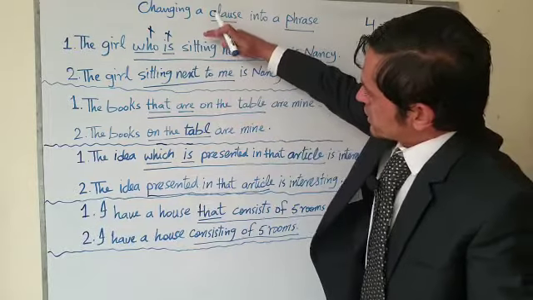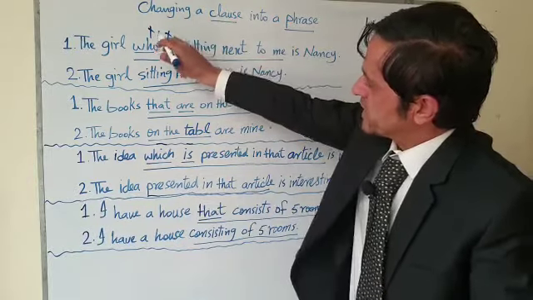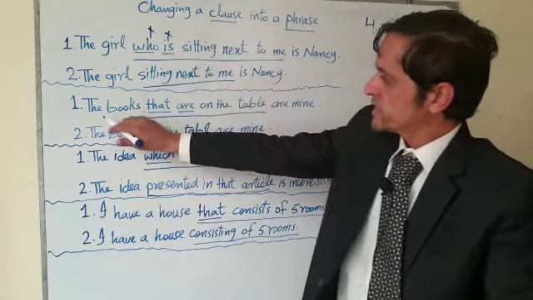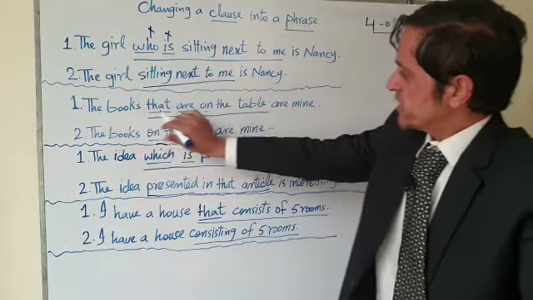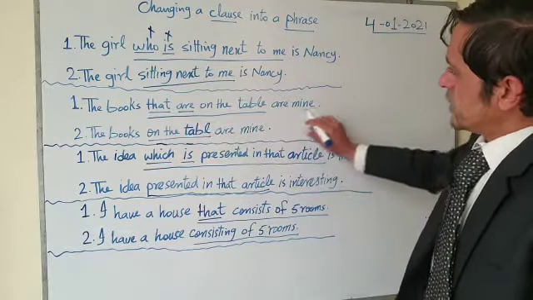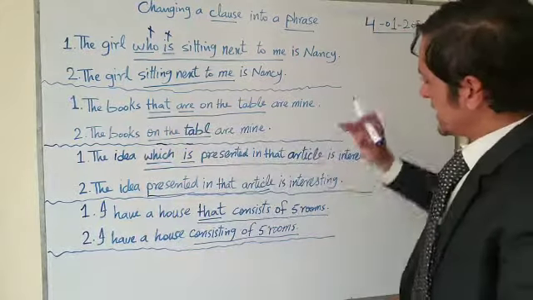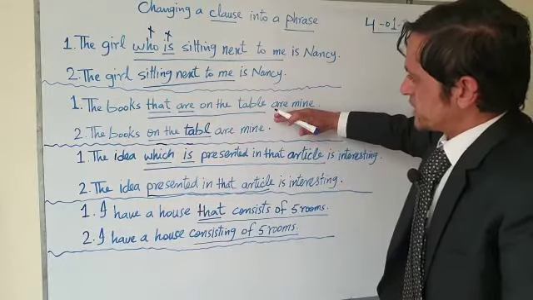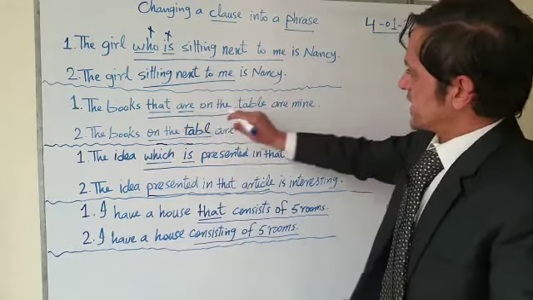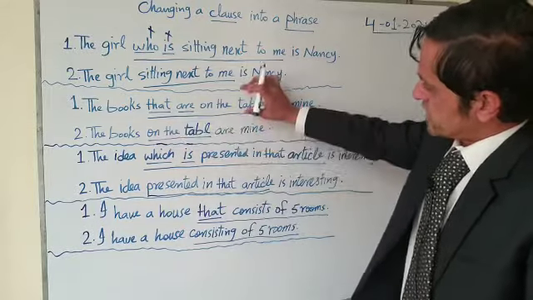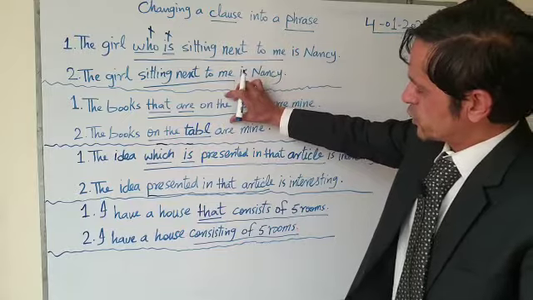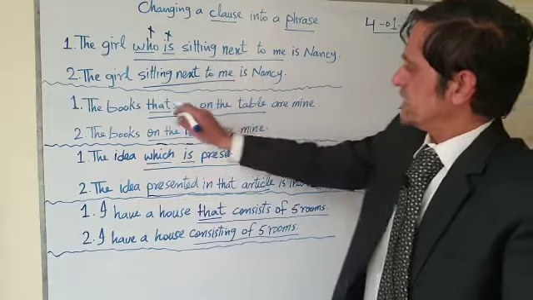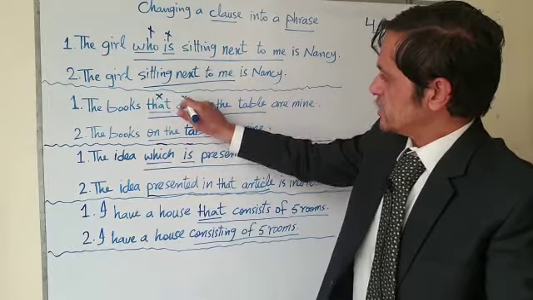So you change a clause into a phrase by removing, deleting or omitting the subject and verb from the structure. Now look at this example. The books that are on the table are mine. If we compartmentalize this sentence, "the books are mine" is the independent clause. "That are on the table" is an adjective clause, which is a dependent clause, and you are supposed to change this clause into a phrase. In "that are on the table", that is the subject and are is the to be verb.